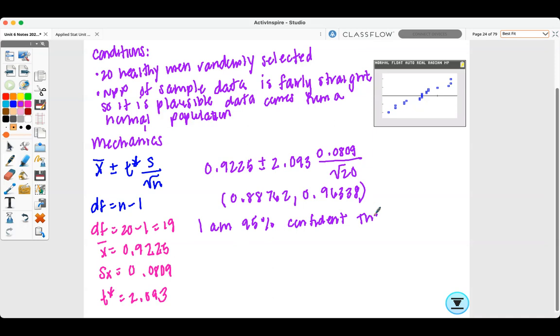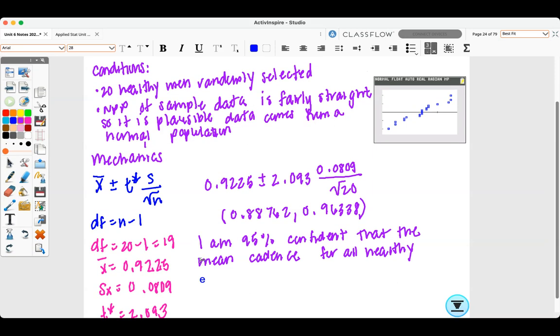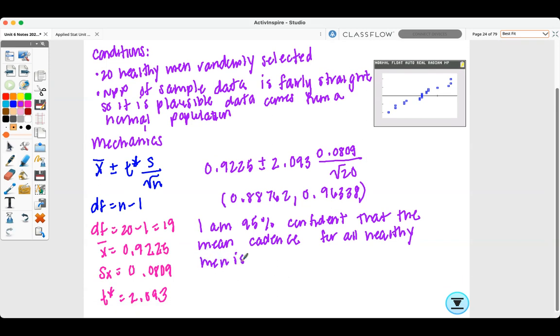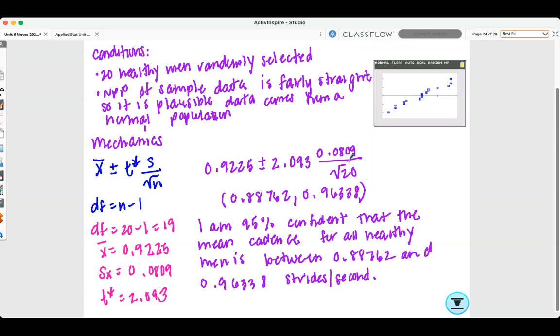So we would state I'm 95% confident that the mean cadence for all healthy men is between 0.88762 and 0.96338 strides per second. Notice my units are included because this is quantitative data. You do not have to put all these numbers in. You can go to your calculator under stat and tests and find the correct confidence interval to use for your data. If you have questions about that, please ask me in class.